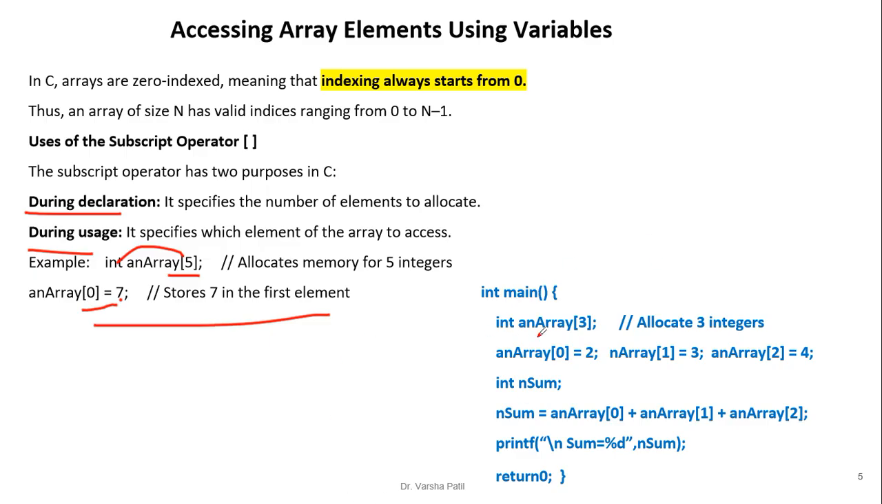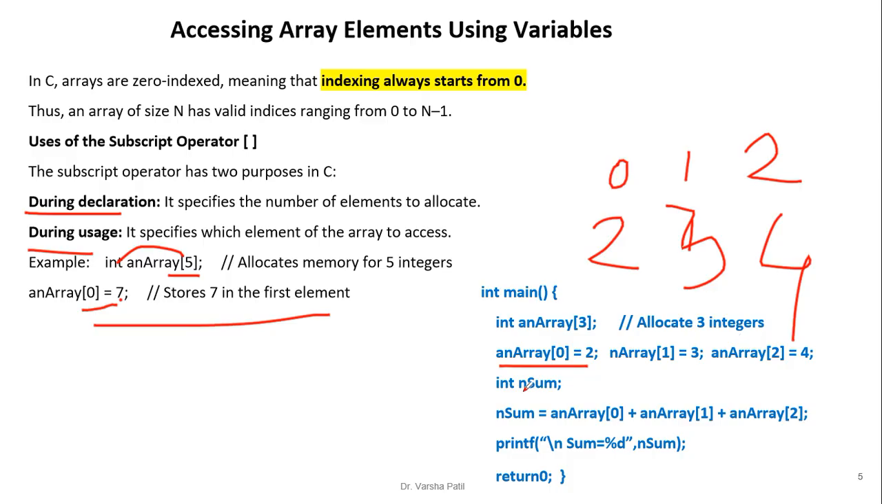Now see a simple example. Here an array is declared of 3 elements, so elements are stored at locations 0, 1, 2. Here we have initialized that at the 0th location we stored 2, at this location we stored 3, and here we stored 4. If we want to add all these elements, then array[0], [1] and [2]. So 2 plus 3 is 5 and 5 plus 4 is 9. So it will print 9 as the answer.